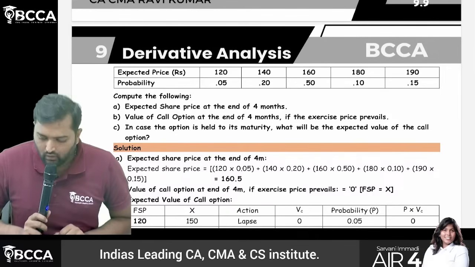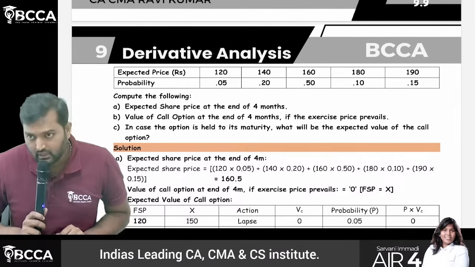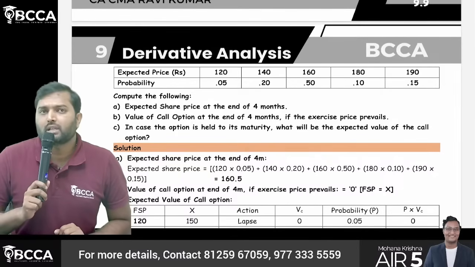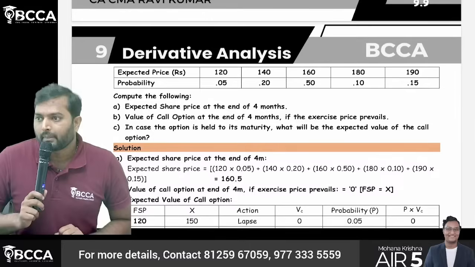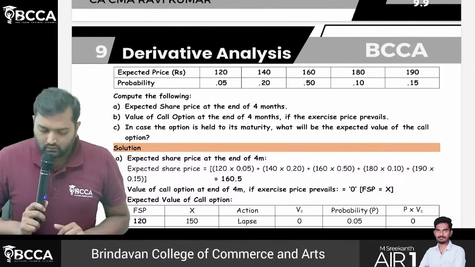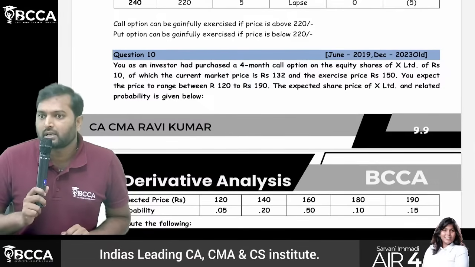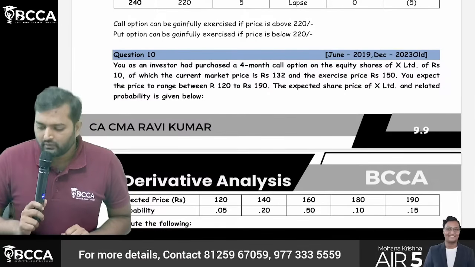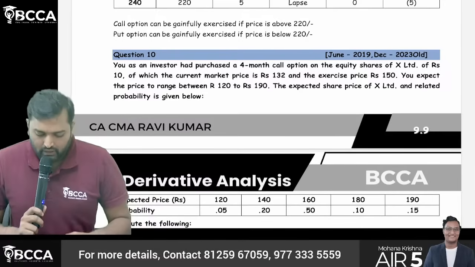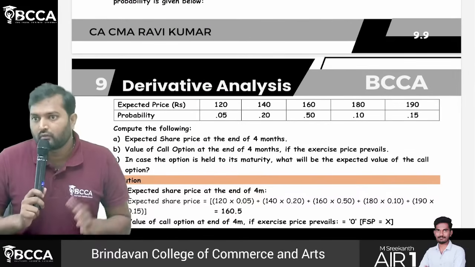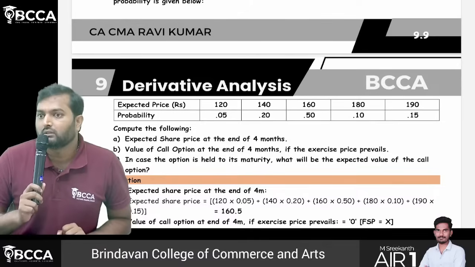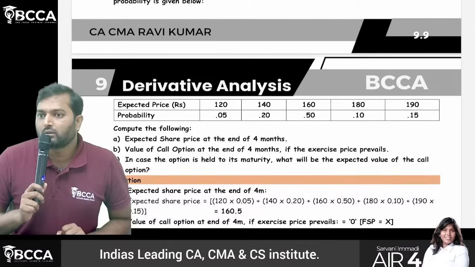Second, value of a call option at the end of 4 months if the exercise price prevails. Exercise price prevails means what? If on the maturity the price is equal to exercise price. What is exercise price? 150. You have a right to buy one share at the rate of 150, and if on the maturity the price is also 150, then what is the value of call option? Value of a call option is equal to 0.